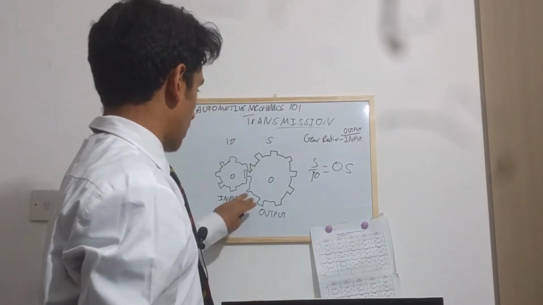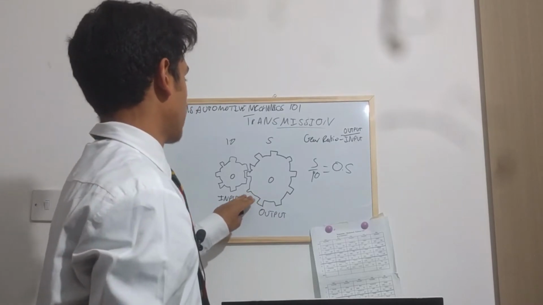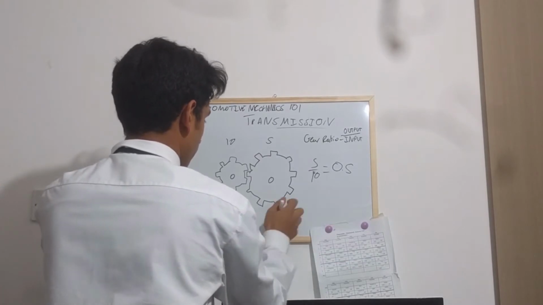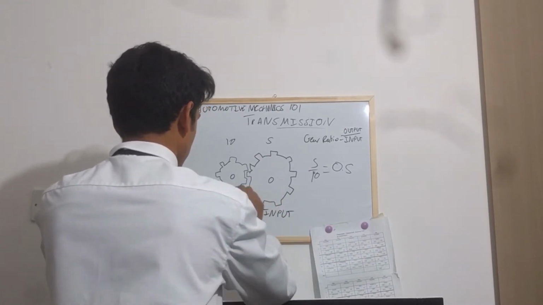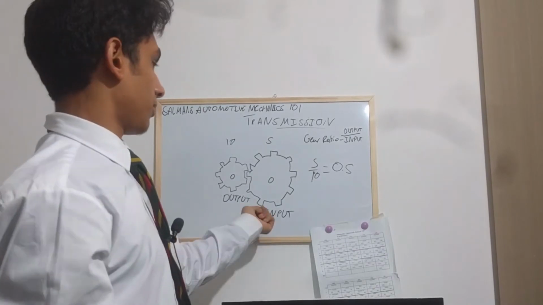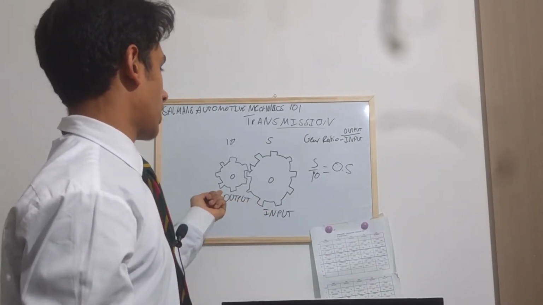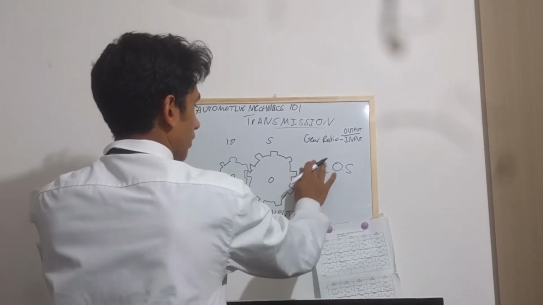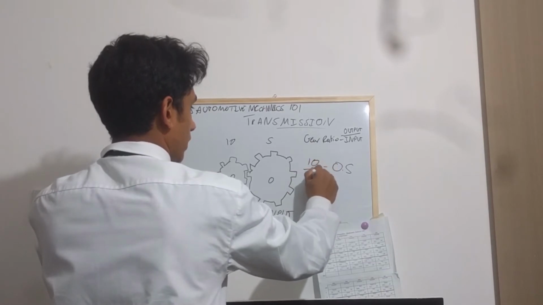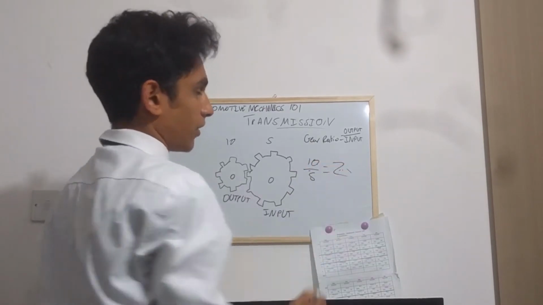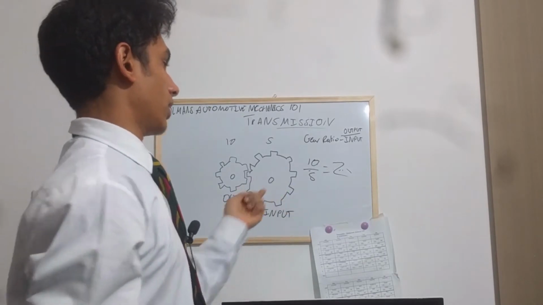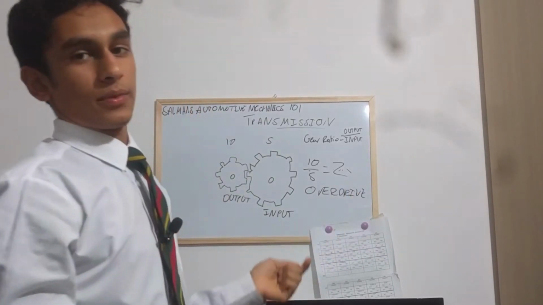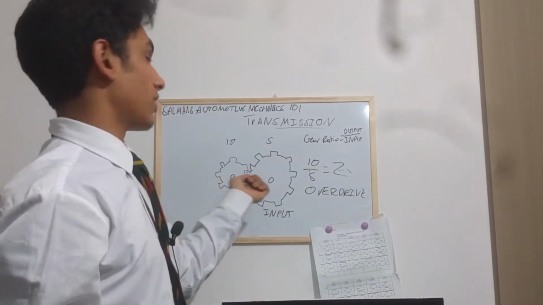If you have an output gear that's smaller than the input gear, so the input gear is bigger than the output gear and the output gear is the smaller one that's turning quicker, then that would be 10 over 5, which is 2. Any gear ratio above 1 is called overdrive. This means that the output gear is moving faster than the input gear.